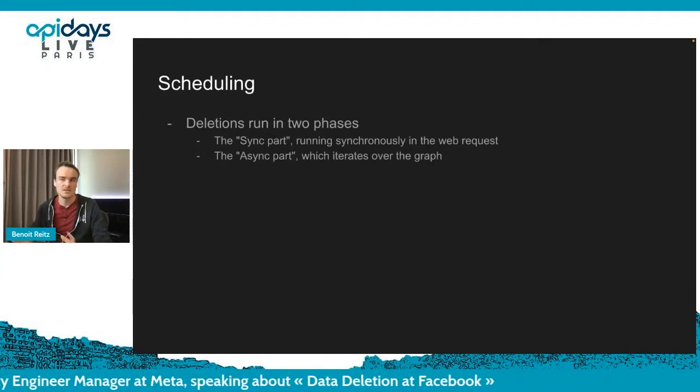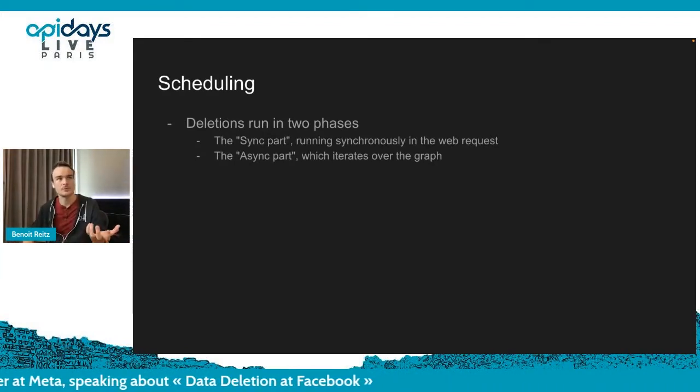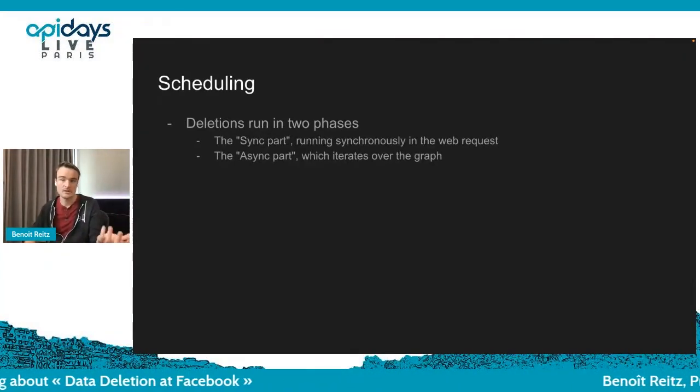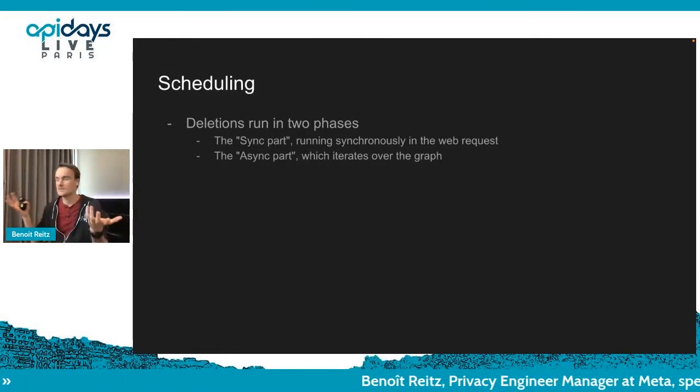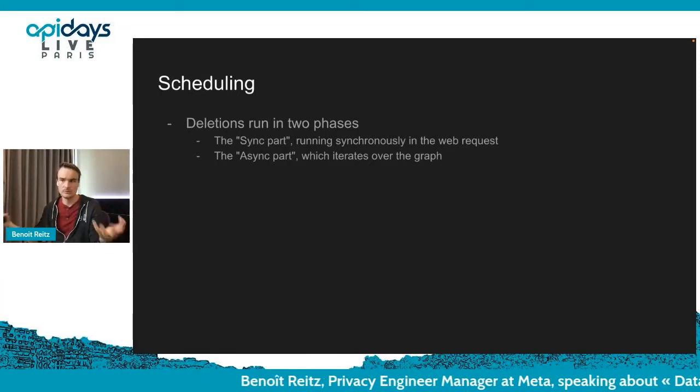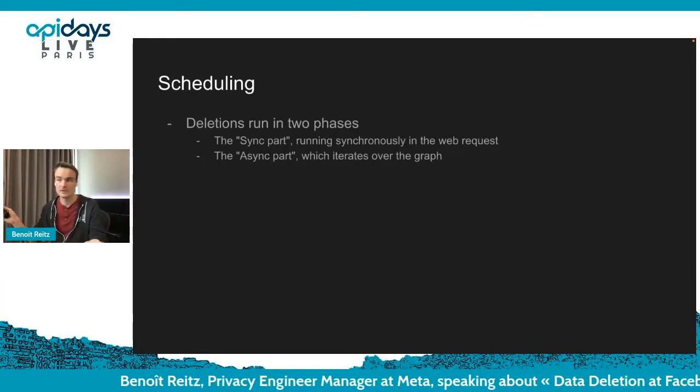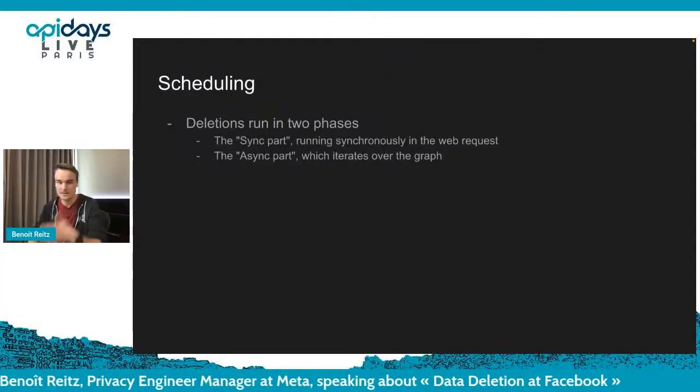So the deletions run in two phases. There is the sync part, which runs in the web request. And then there's the async part, which iterates over the graph. Why do we have this? We have this because it's not possible for us to execute all of the graph during the web request, right? We want to return as fast as possible.